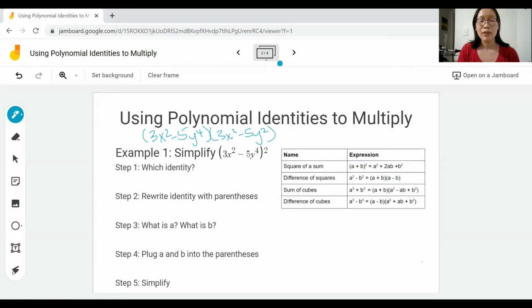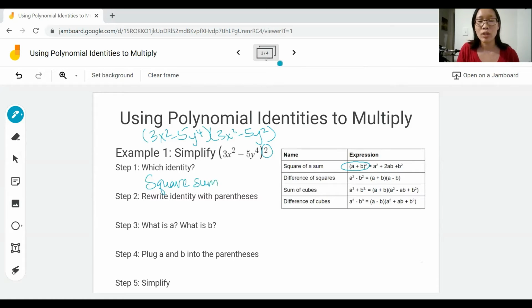And so the first thing we're going to do is to figure out which identity matches the problem. As I look on the list to my right, there's only one where I have a square on the outside, and that's the square of the sum. So this is going to be the one that I use.